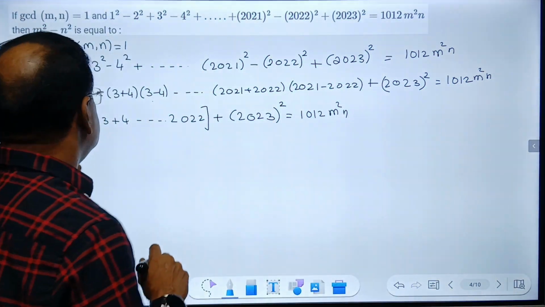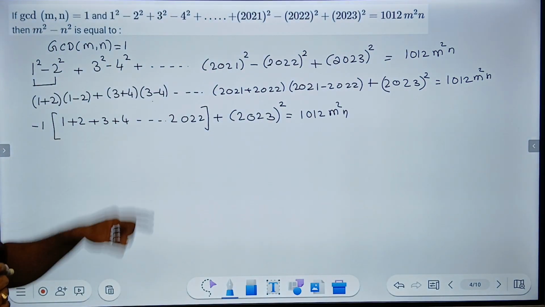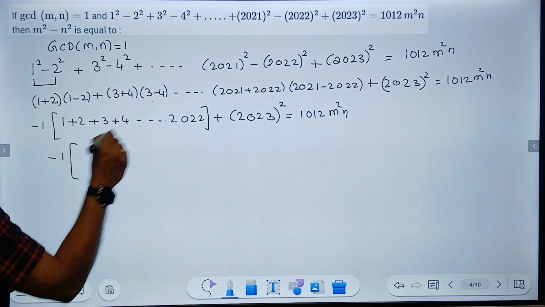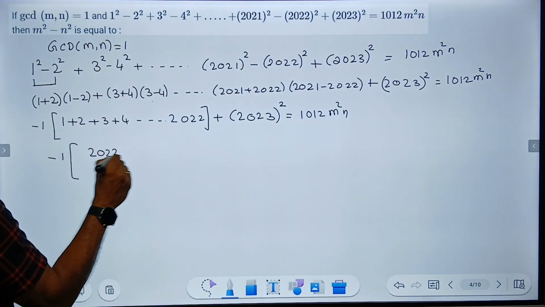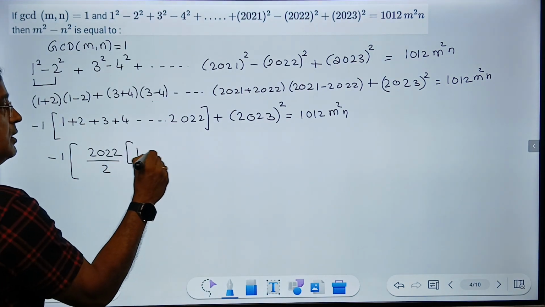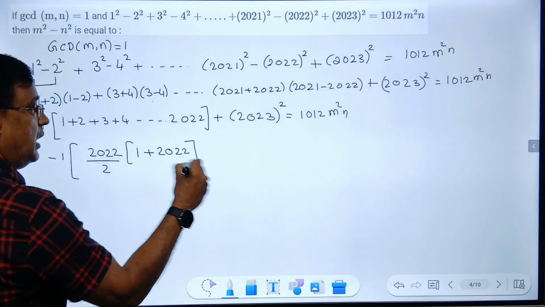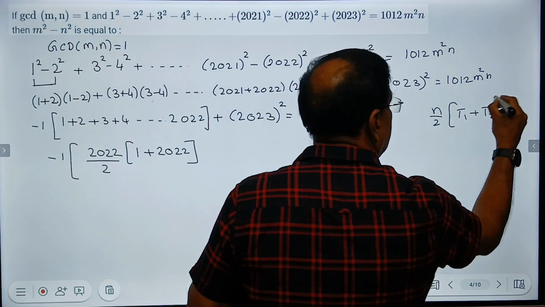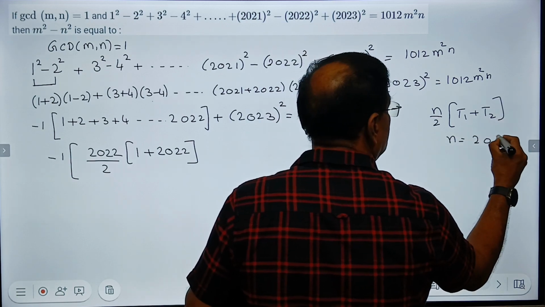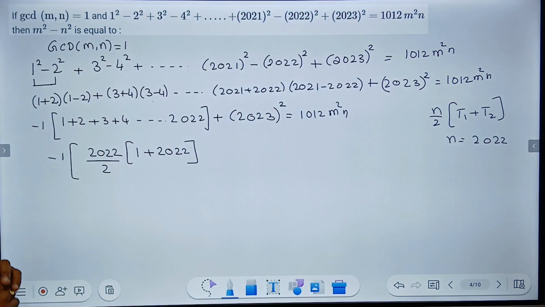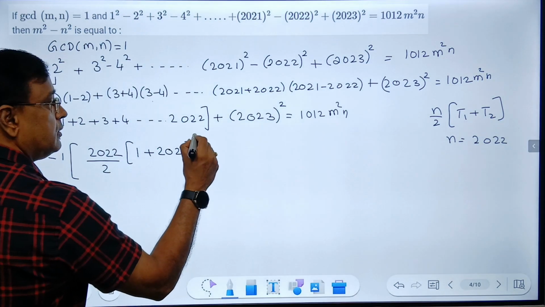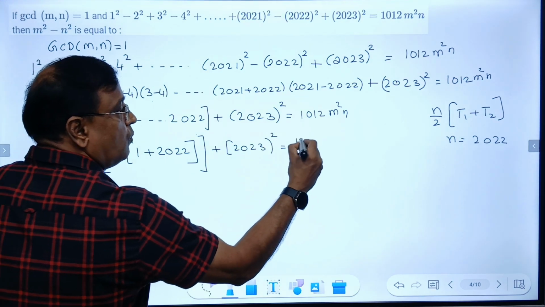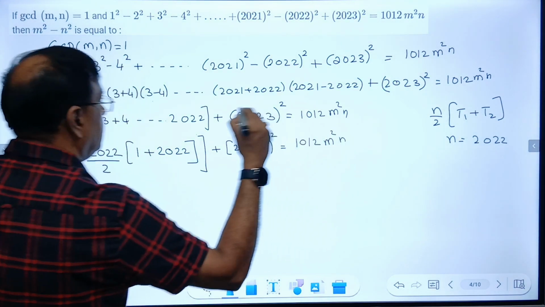Now you know this is an AP and there are 2022 terms. What is the sum of n terms of an AP? n by 2 into first term plus the last term. I hope you know the formula. n by 2 into first term plus last term. Here n is 2022, the number of terms is 2022. This is 2023, the whole square equal to 1012 m square n.